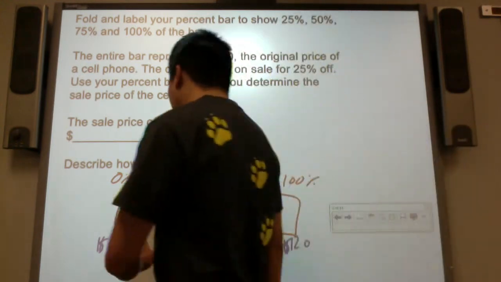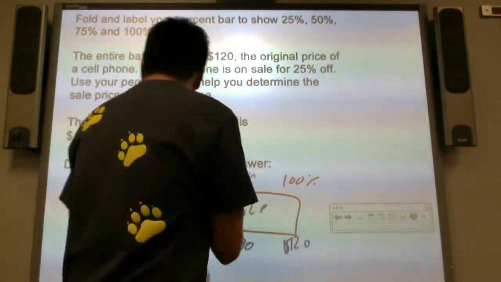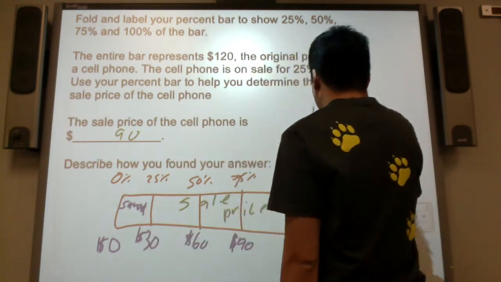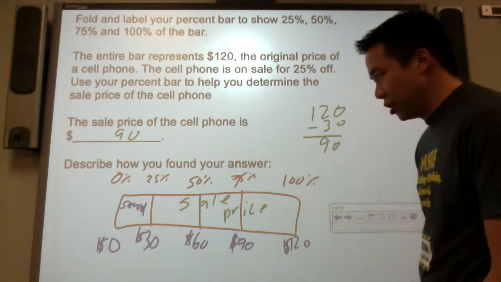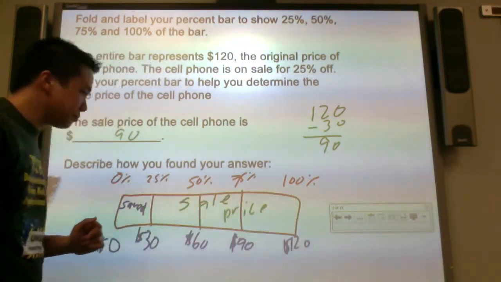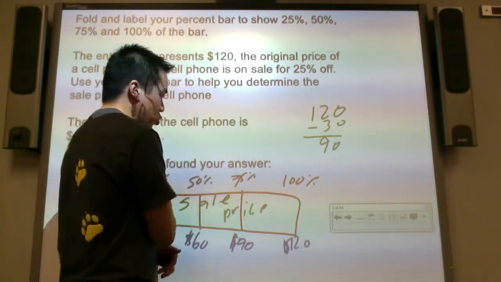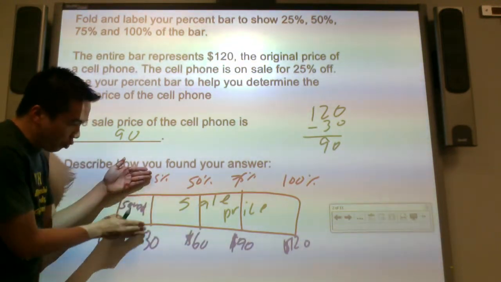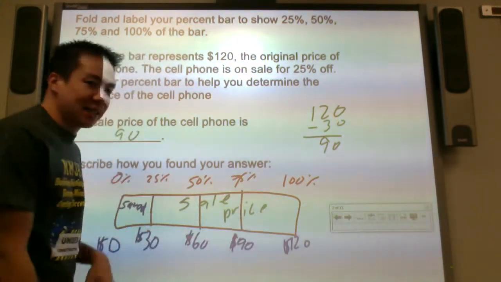So we could use our model here. We have each one represent $30, $60, $90. Or you can do it this way. You know the regular price is $120. You're saving $30. So the sale price is $90. So again, what did I do here? This is a rectangular model. This is a bar model, a bar diagram. So I broke it down into percentages, into quarters, by 25%, 50%, 75%, 100%. So I'm saying that 25%, or 1/4, of it will be how much you save. That's your discount. The rest is the sale price.